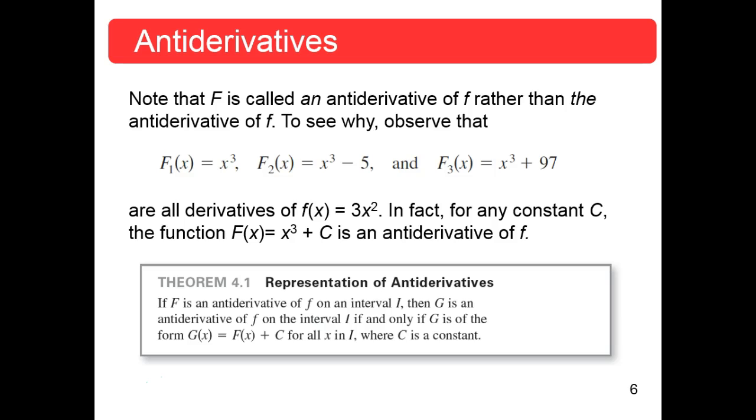So here's how we represent antiderivatives. If capital F is an antiderivative of f on some interval I, then g is an antiderivative of f on the interval I if and only if g is of the form g of x equals capital F of x plus C for all x's in I, where C is any constant. As big, as small, any constant you might want it to be.